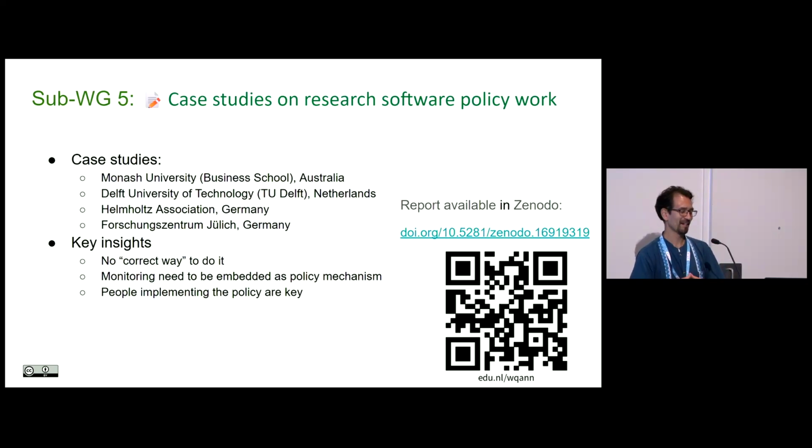And the people that implement the policy, that's a key part. So depending on the organization, who do you need to get involved to get traction for the policy? That's quite important, and I think that was a commonality for all of the case studies that we interviewed. So yeah, we hope that this report helps others, as an inspiration, to see how you can implement a research software policy at your own organization. Yeah, that's the main take-home message from this report.